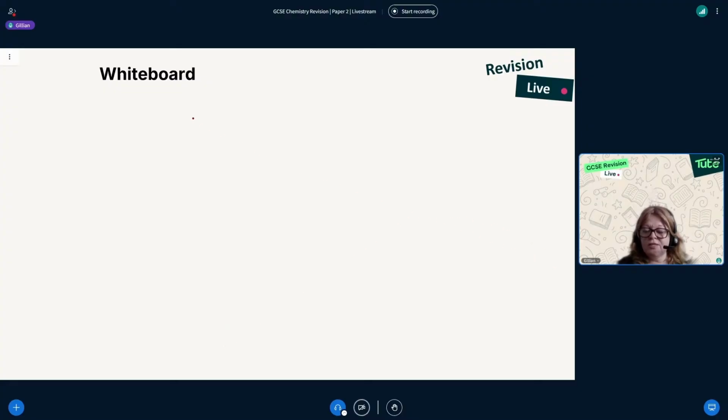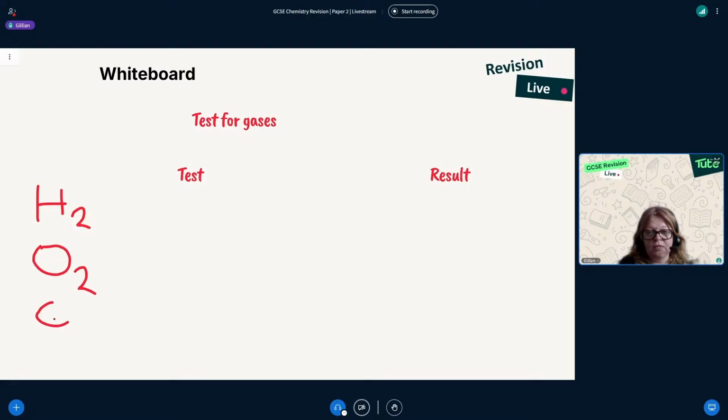Okay, so the first thing that we are going to go through is the test for gases, and this always comes up. So I'm going to do test and result. Okay, so you need to know the test for hydrogen gas, which is H2, the test for oxygen gas, which is O2, the test for chlorine gas, which is Cl2, and then the test for carbon dioxide gas, which is CO2.